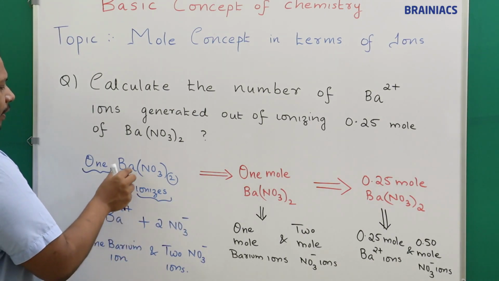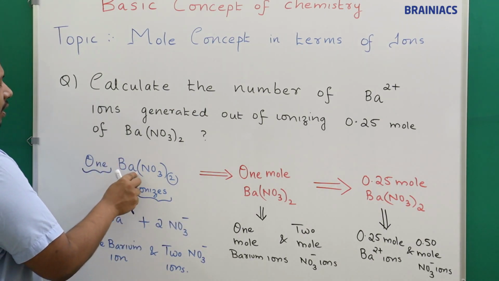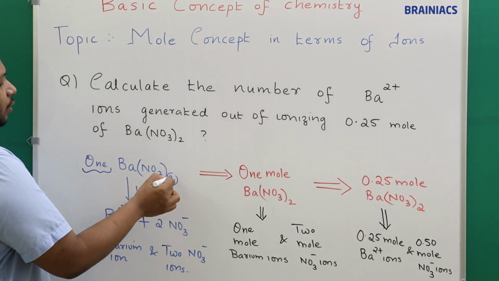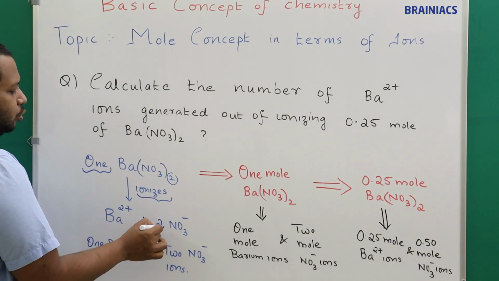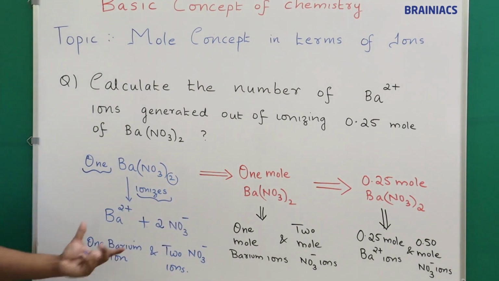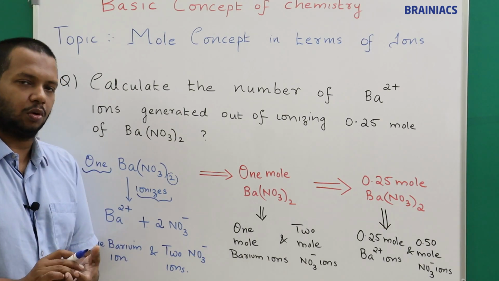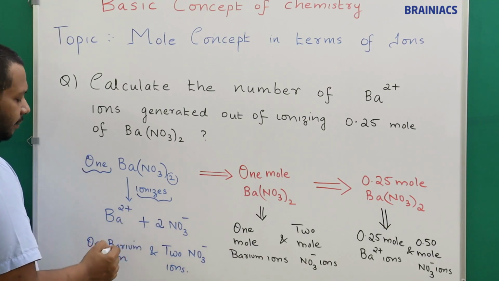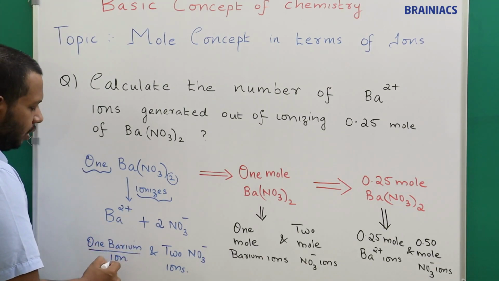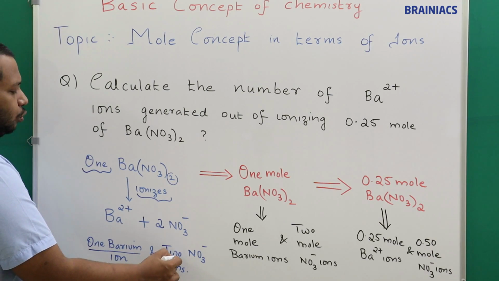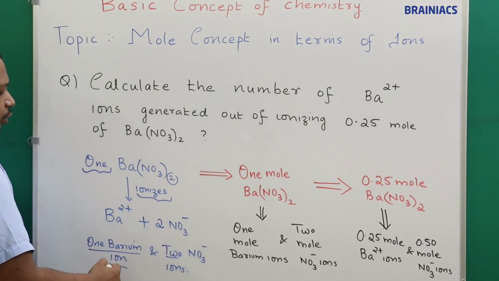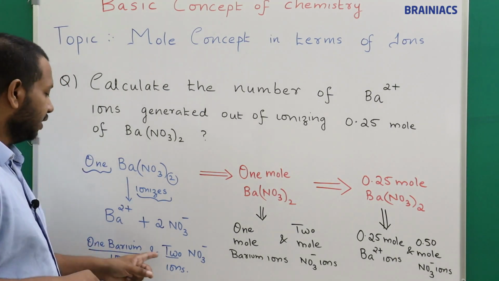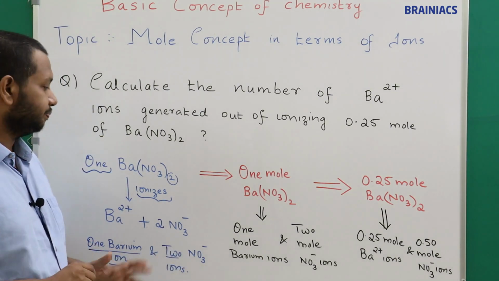Now I am looking into the number of ions. For barium, nothing is present, only 1 is present. So 1 barium 2 plus. For NO3, I am looking, 2 are there. So I kept here 2 NO3 minus. This is the way I am splitting. I already taught you. Now tell me, 1 Ba(NO3)2, if it is ionizing, I am getting 1 barium ion and 2 NO3 minus ions. So totally how many ions am I getting? 3. Out of that, one is barium ion and two are NO3 minus ions.